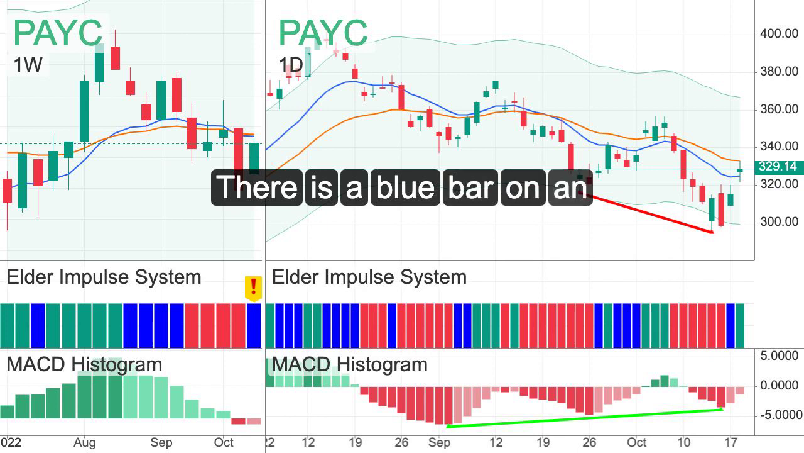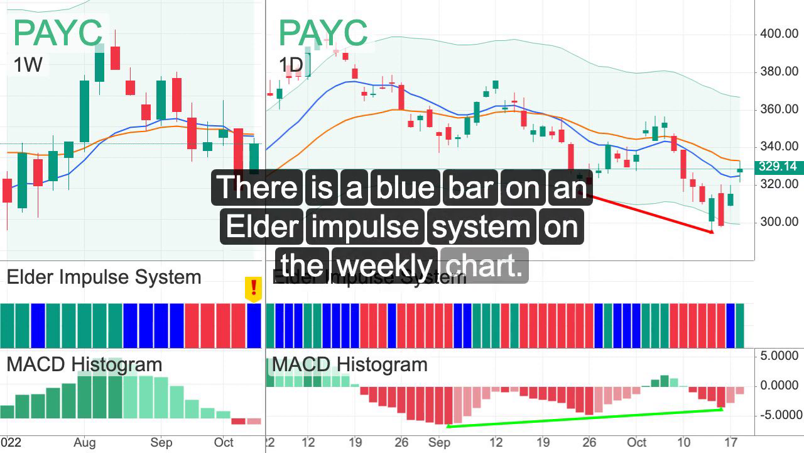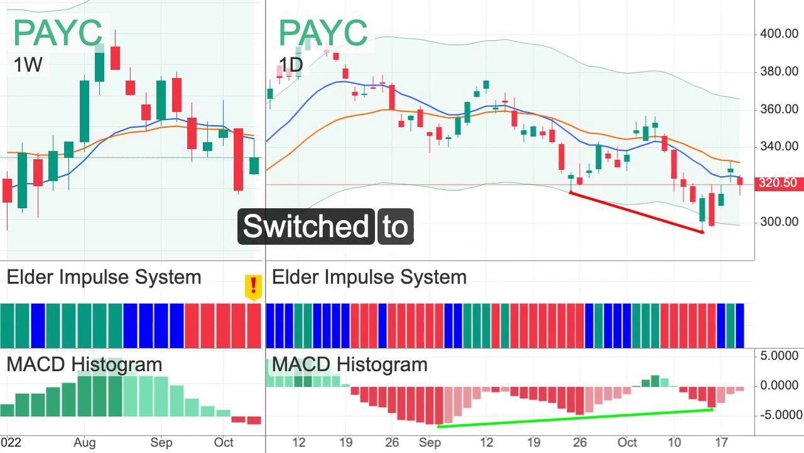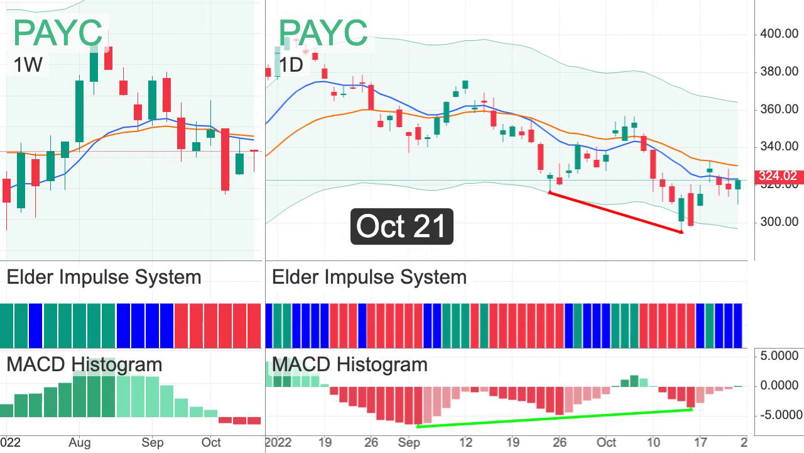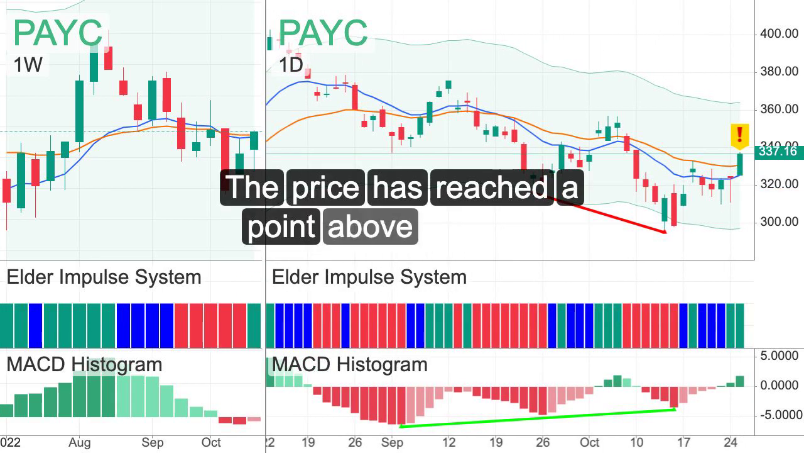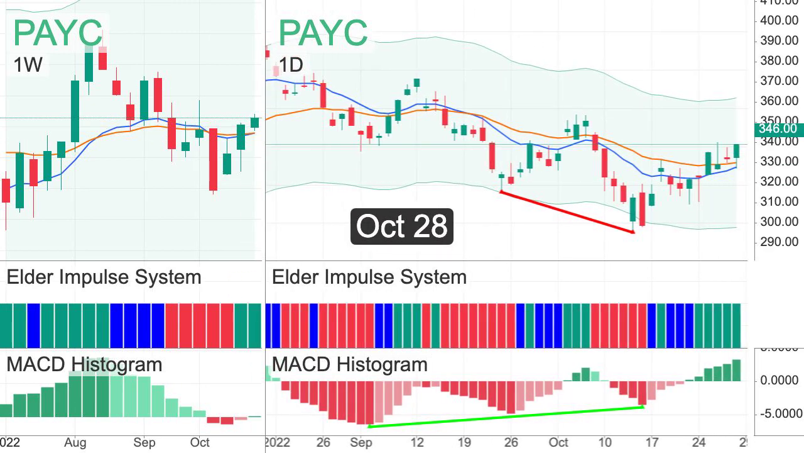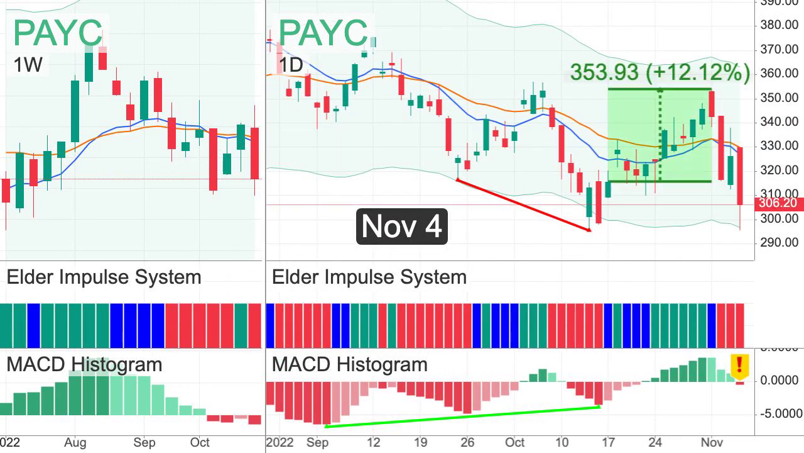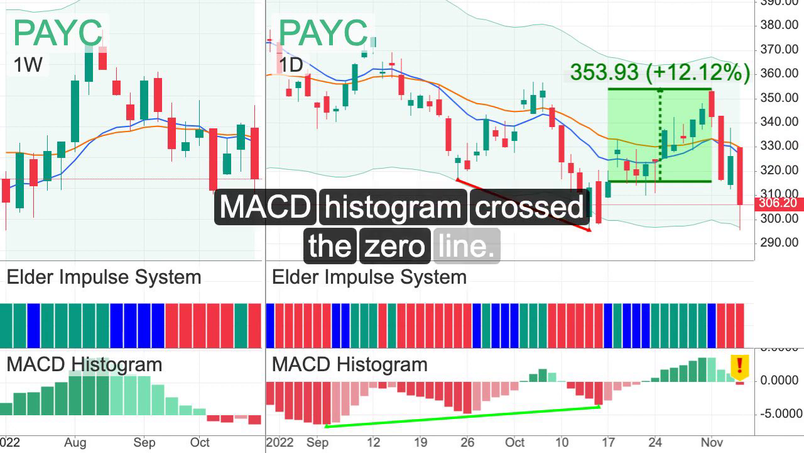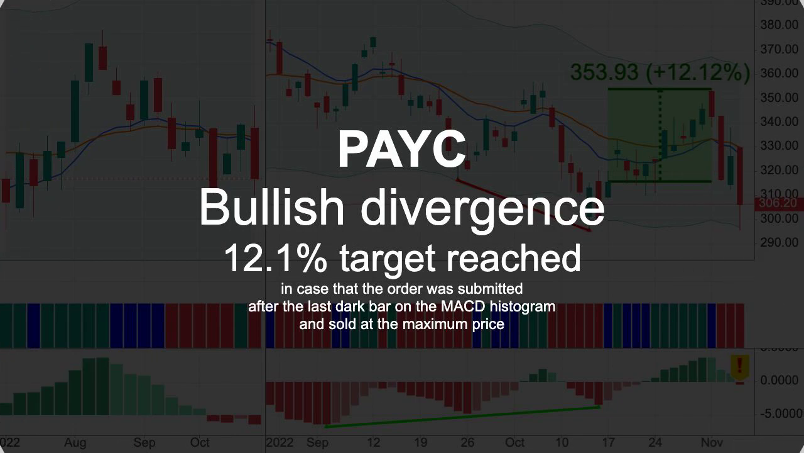There is a blue bar on an Elder Impulse System on the weekly chart. Switch to a red bar. The price has reached a point above the value zone. A green bar. MACD histogram crossed the zero line. 12.1% target reached.